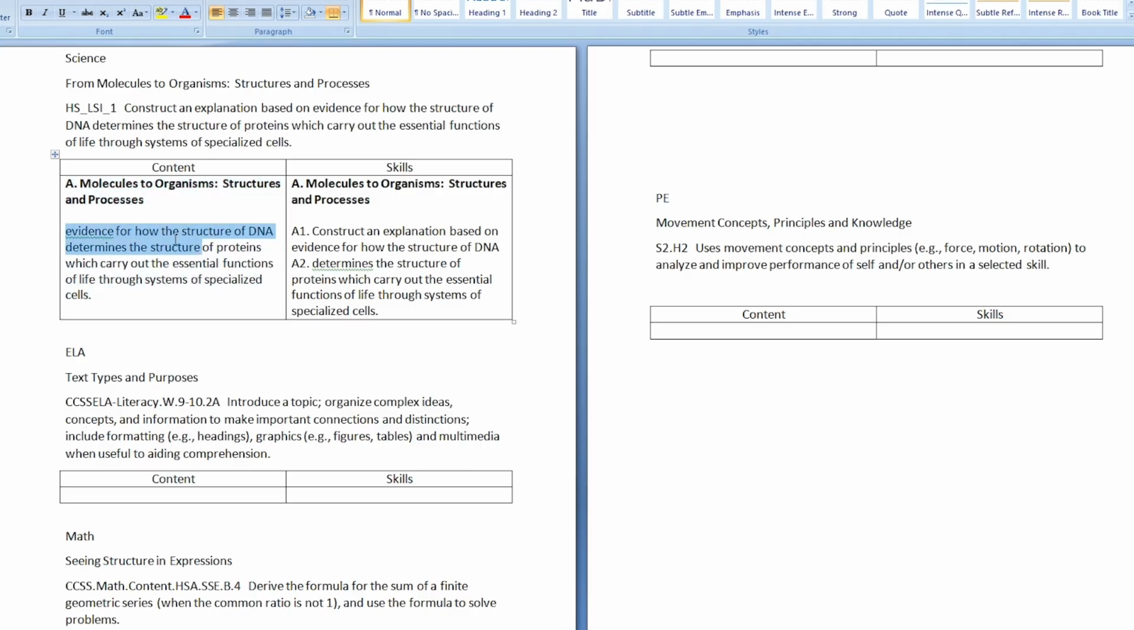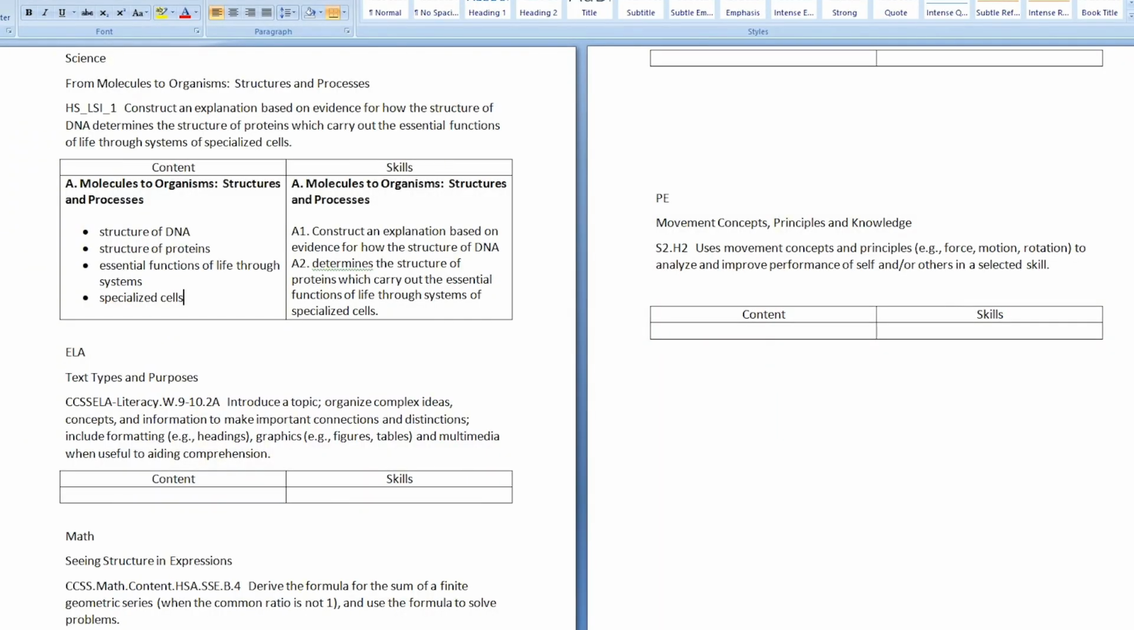Here we go. They need to understand the structure of DNA. And they also need to know that the structure of DNA determines, they need to know the structure of proteins. Now we have this idea that they're going to carry out, but I have to know what essential functions of life are, okay, the essential functions of life through systems, and I still need to know about these specialized cells. So now I've got my raw footage for my content. Structure of DNA, structure of proteins.